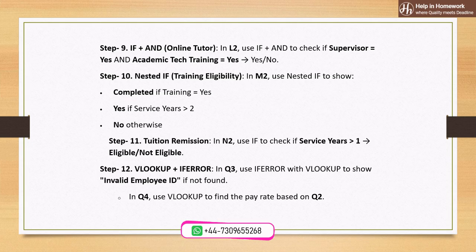Step 12. VLOOKUP plus IFERROR: in Q3, use IFERROR with VLOOKUP to show invalid employee ID if not found. In Q4, use VLOOKUP to find the pay rate based on Q2.